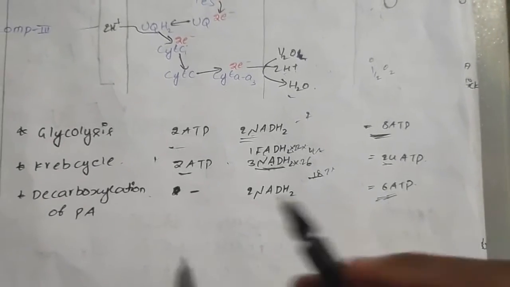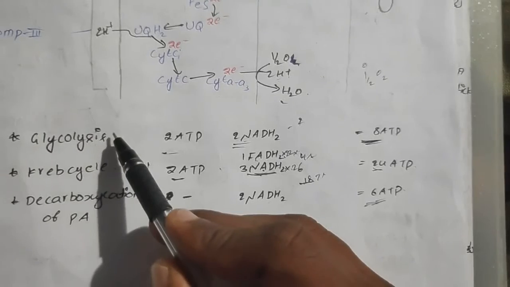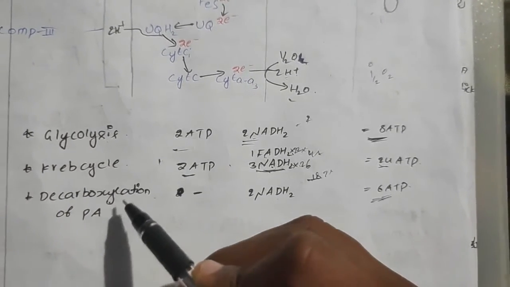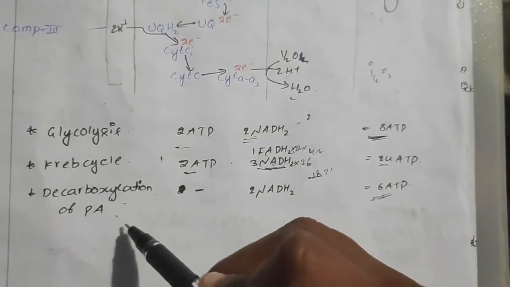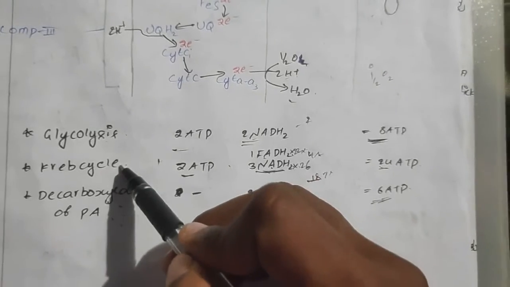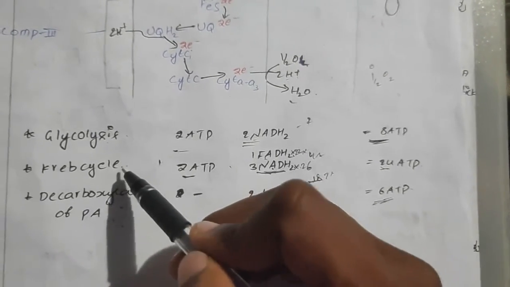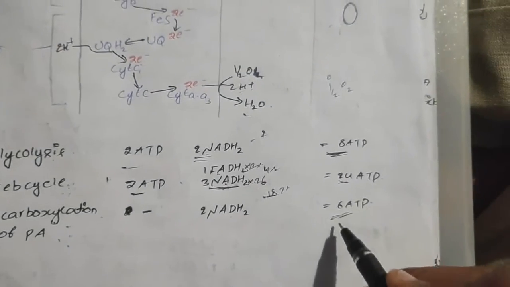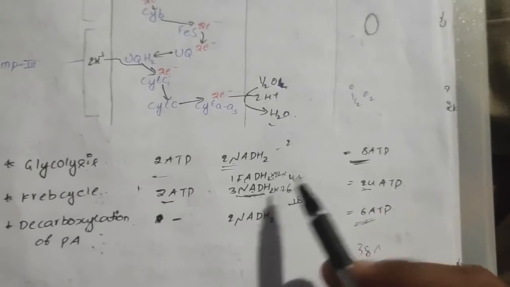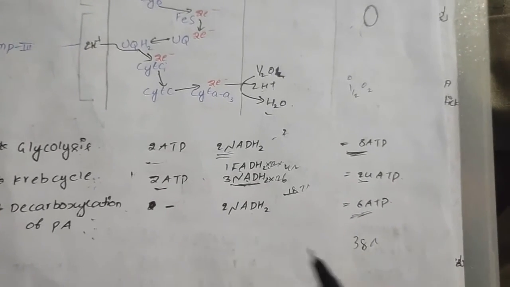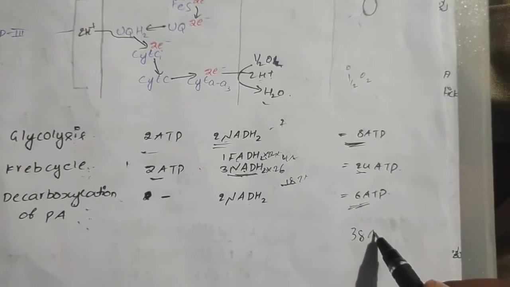In aerobic respiration, glycolysis is the first step, where glucose breaks down into pyruvic acid. The next step is the decarboxylation of pyruvic acid. Here pyruvic acid breaks down into acetyl coenzyme A. Next, this acetyl coenzyme A enters into the Krebs cycle, and the cycle continues. In all this process we get a total of 38 ATPs: 8 from glycolysis, 24 from the Krebs cycle, and 6 from decarboxylation of pyruvic acid.